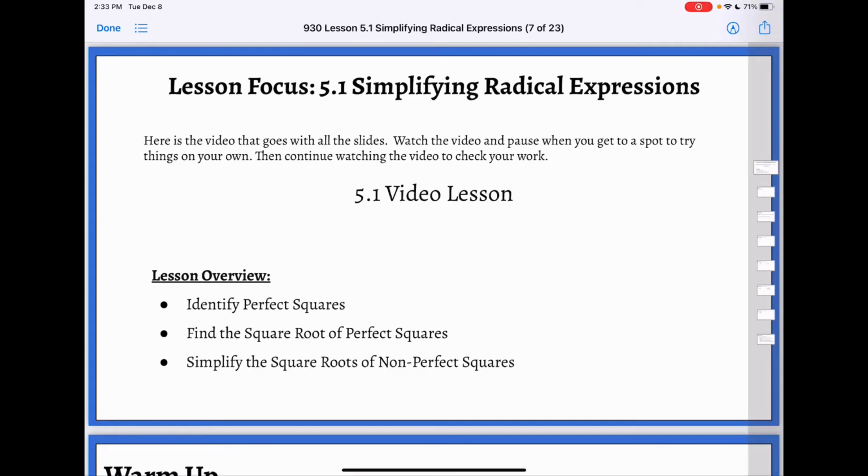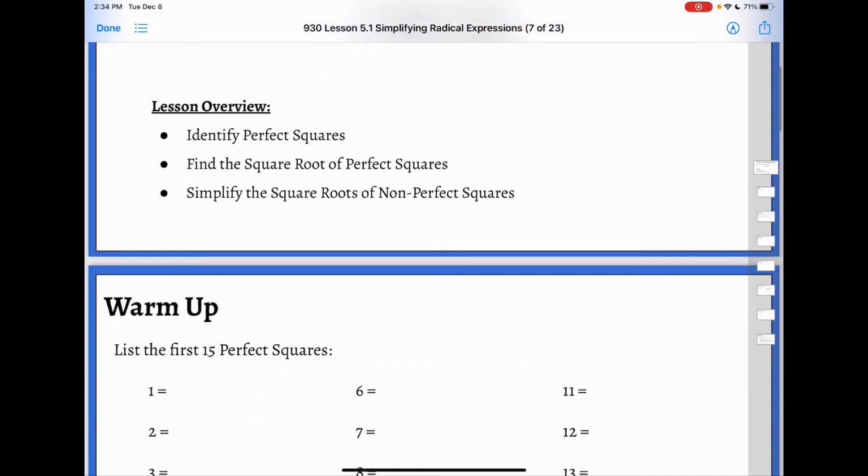So our first lesson for Unit 5 here in 930, we're going to be talking about radicals. You started really talking just a little bit about radicals at the end of Unit 4 with our fractional exponents, but we're really going to dive deep into those in this unit. We're going to start off with the basics and just how to simplify a radical expression. We're going to start with when we have a square root of a perfect square, and then we're going to talk about what to do when you have the square root of a number that is not a perfect square. So that's the goal for today.